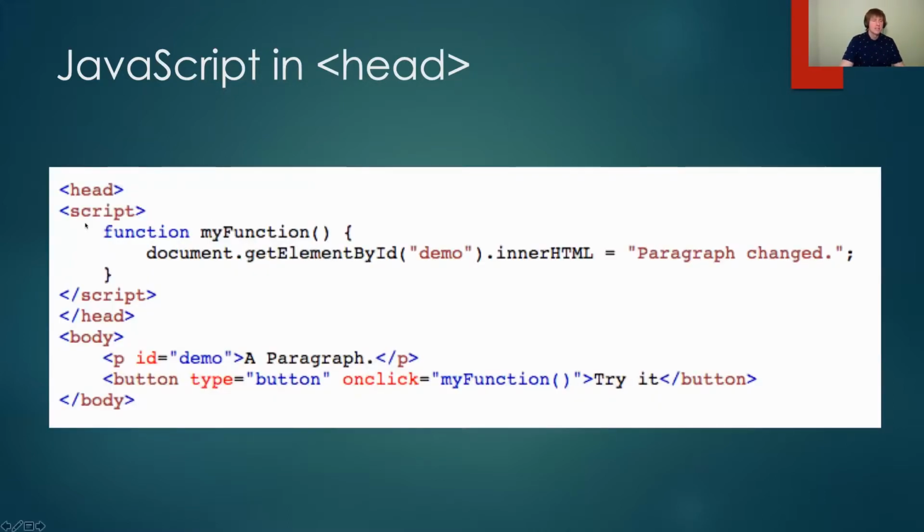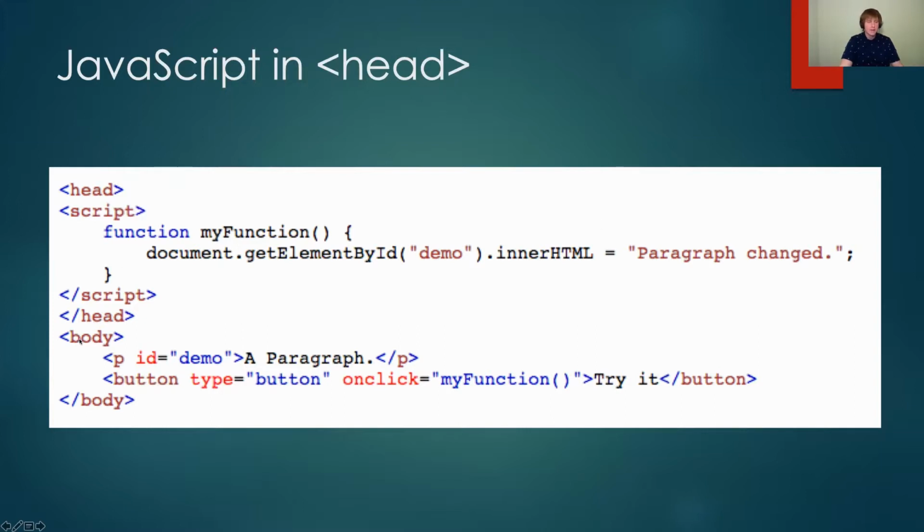I don't have all the HTML tags, but you can imagine this. I have my doc type, and then I have my HTML start tag, and then my head, and here comes the script. Inside the script, I have a function called myFunction. You'll see this document keyword. I'm referencing the DOM. We're going to use the getElementById method, looking for ID demo. And I'm going to change the inner HTML of that element to paragraph changed.